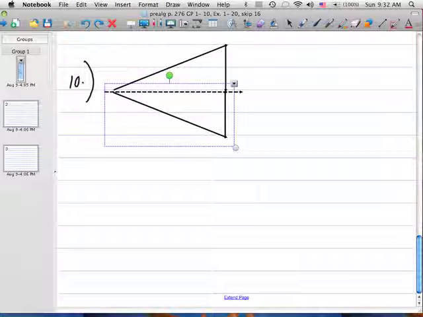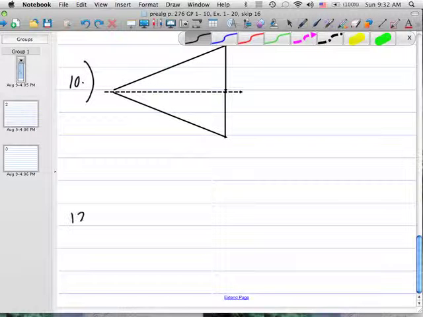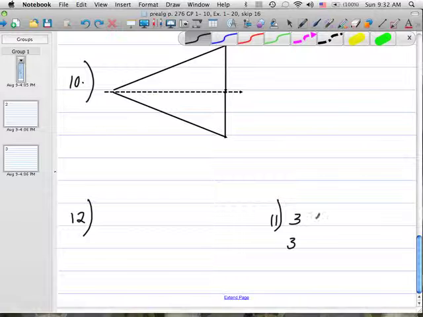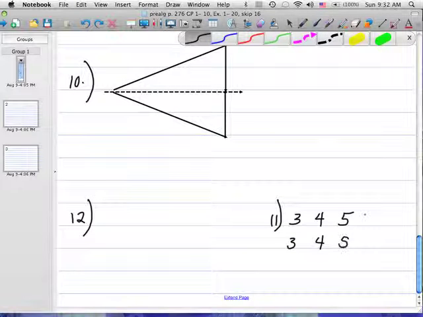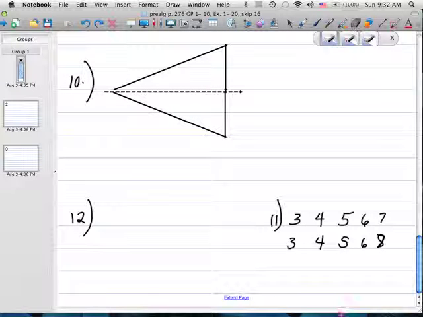Problem number 12 says to look at 11 and come up with a function rule. So number 11 would go here. So we'll go ahead and do 11. If it's a regular polygon, it has 3 equal sides, and it'll have 3 lines of symmetry. 4 has 4. We saw that with the square. 5 has 5. And I think you can see the pattern. If it's a regular polygon, all sides equal, all angles equal, the number of sides equals the number of lines of symmetry.